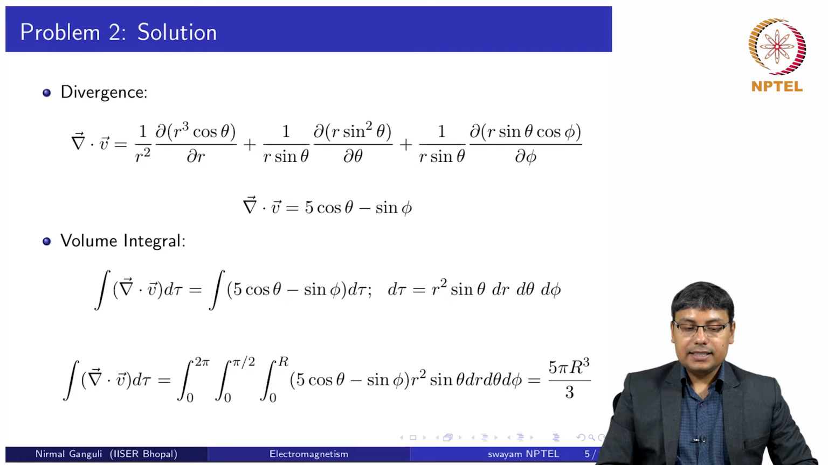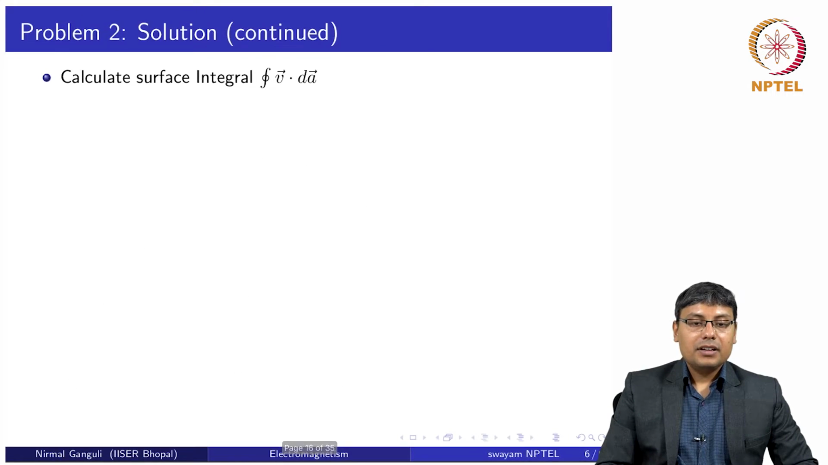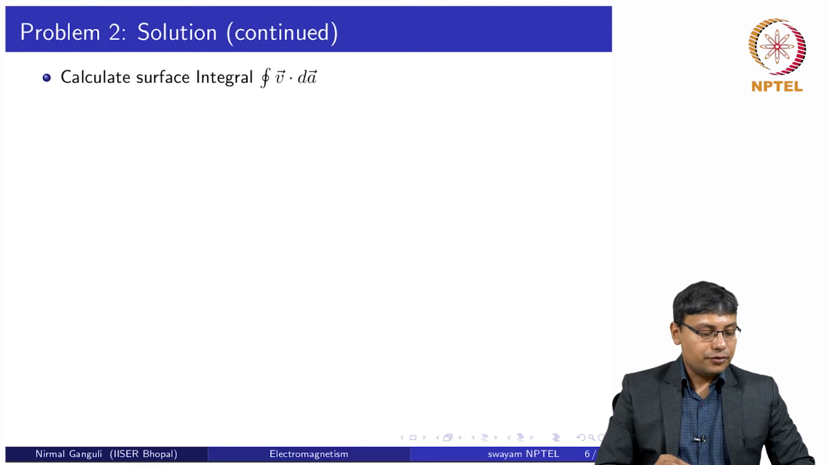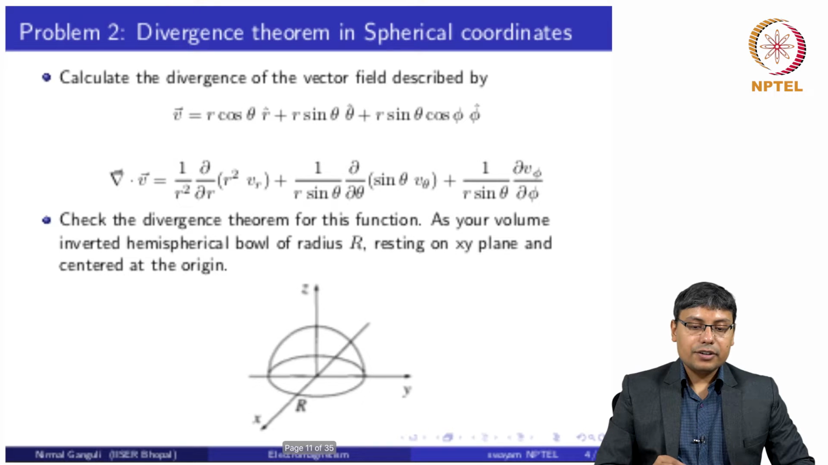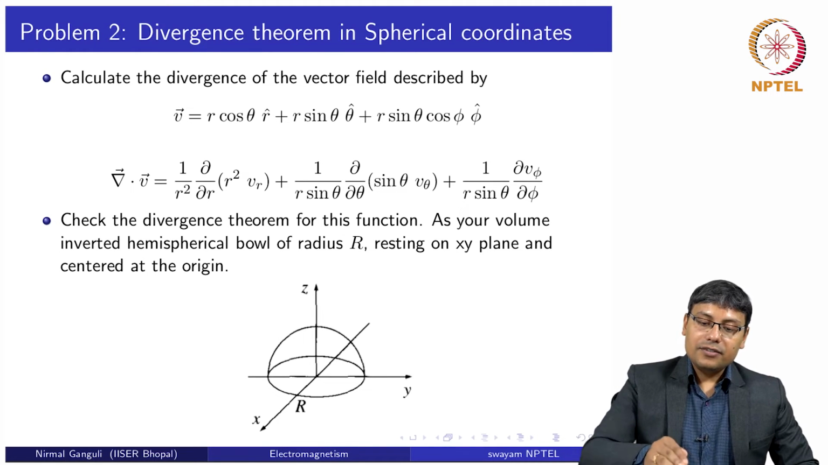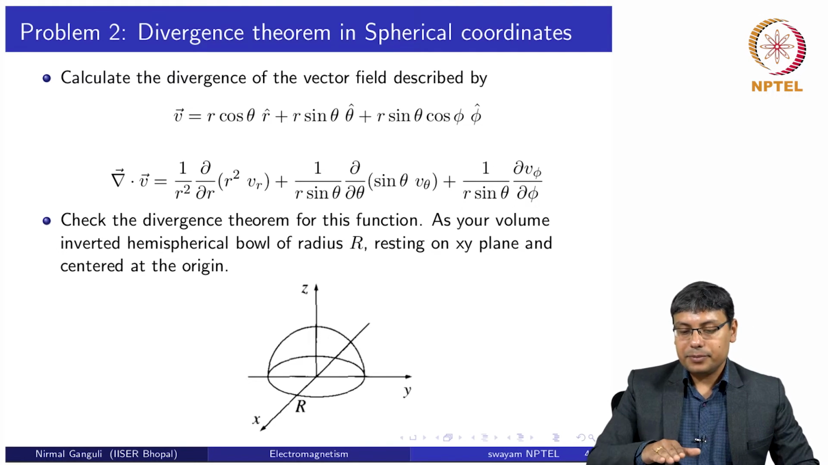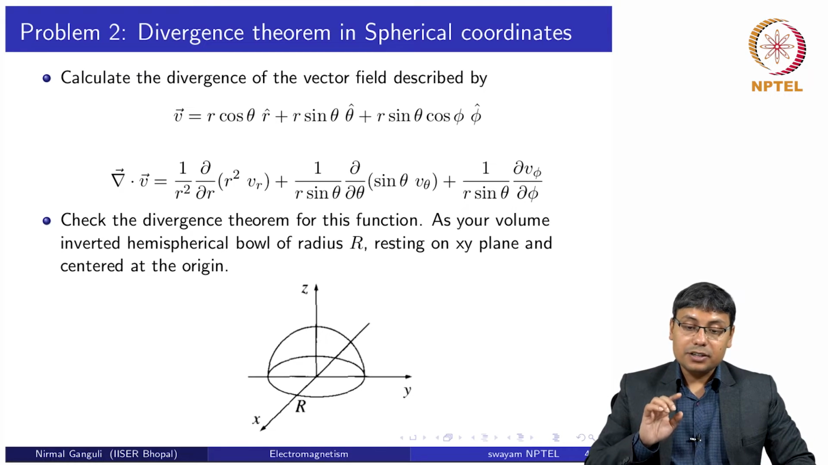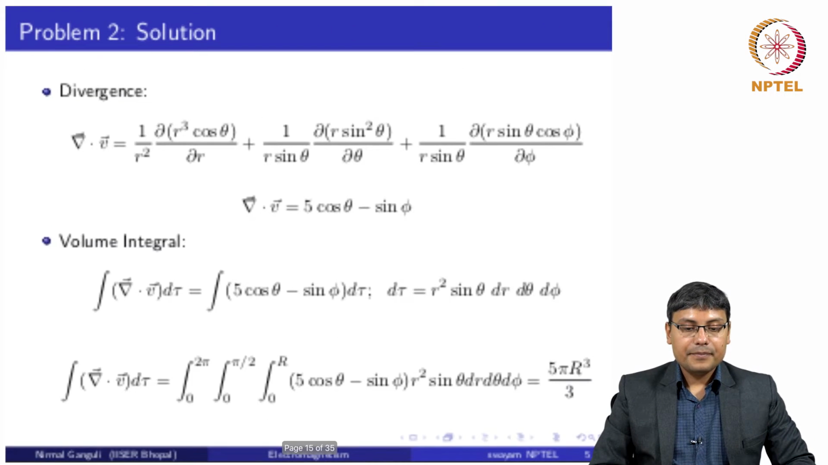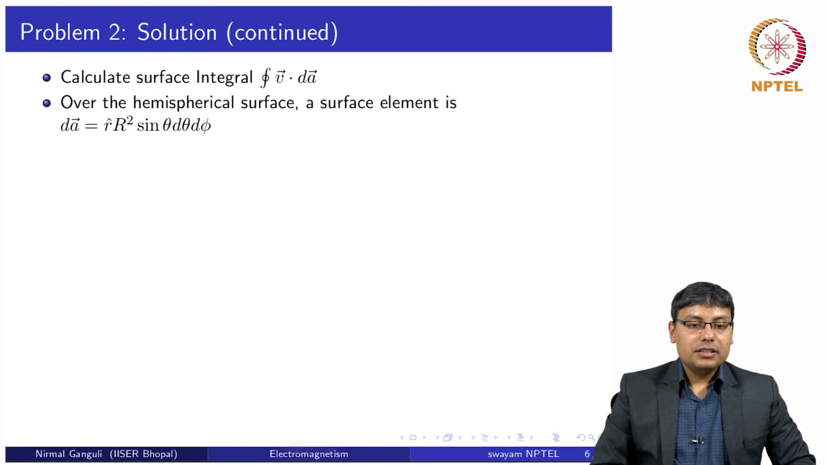So, this is the volume integral of the divergence. Now, we have to perform the surface integral of v dot dA over the surface that encloses this volume. So, which surface encloses this volume according to this picture? The spherical curved surface plus the flat surface that is lying on the xy plane here. So, we will have to consider both surfaces. How do we do that?